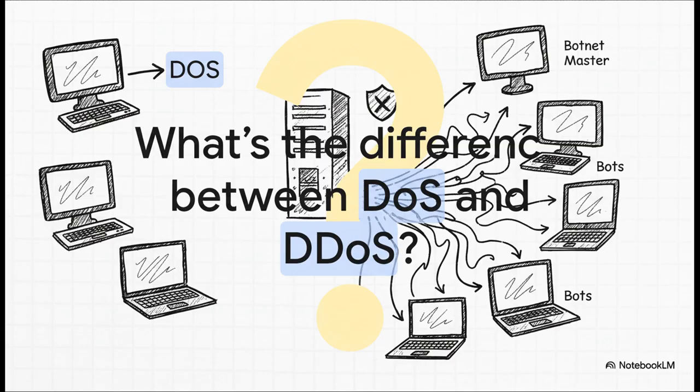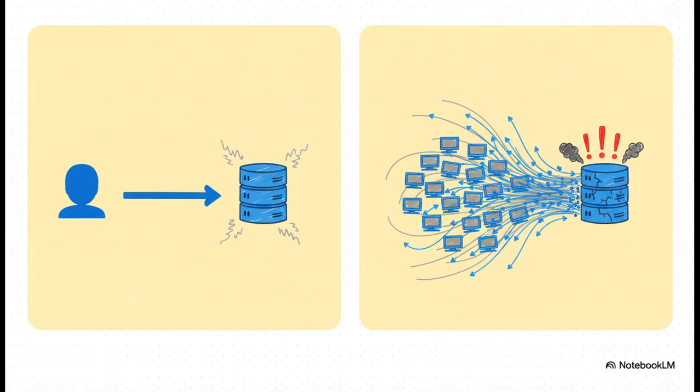What really is the difference between a denial of service and a distributed denial of service attack? It really boils down to two things: scale and source. A DoS attack is one-on-one. You have one attacker and one target.